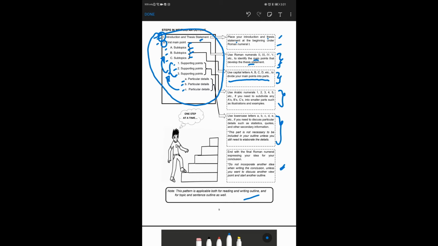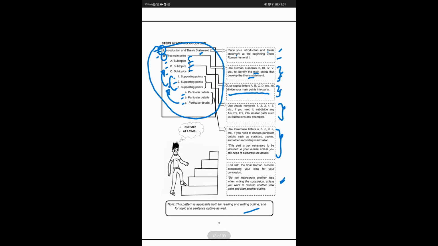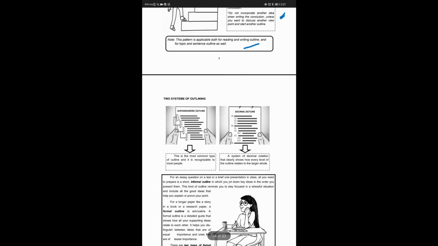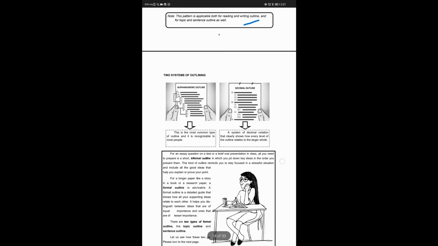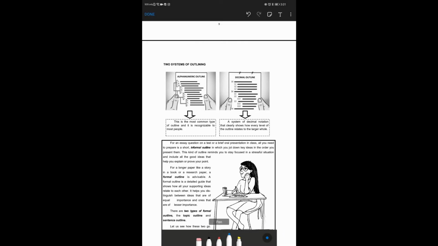Okay. So now we're already aware of the steps in writing an outline. So ano na ba yung mga parts ng outline? So ito nga yun, the Roman numerals, the capital letters, the Arabic numbers, the lowercase letters, and the last Roman numeral as your conclusion. Now, there are two systems of outlining. We have the alphanumeric outline and the decimal outline. This is actually very easy to understand. So alphanumeric, alpha means alphabet, so we use letters, and then numeric means numbers, so we use numbers. So it's a combination of using numbers and letters, and it's the most common type of outline that we use.